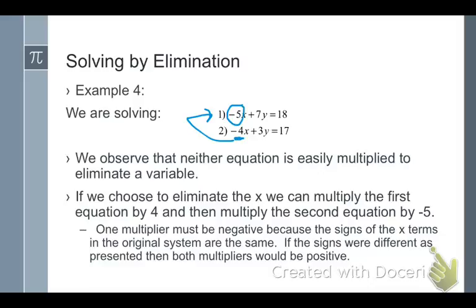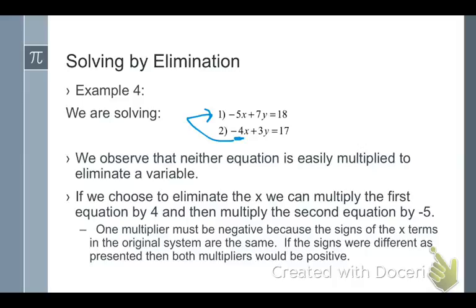Why aren't they both negative? Why is one negative? Well, these have the same signs. I want to end up with opposite signs. So if they start out with the same signs, one of the equations needs to be multiplied by a negative. If this were a positive 5x in my first problem, I would just multiply the bottom by a positive 5.